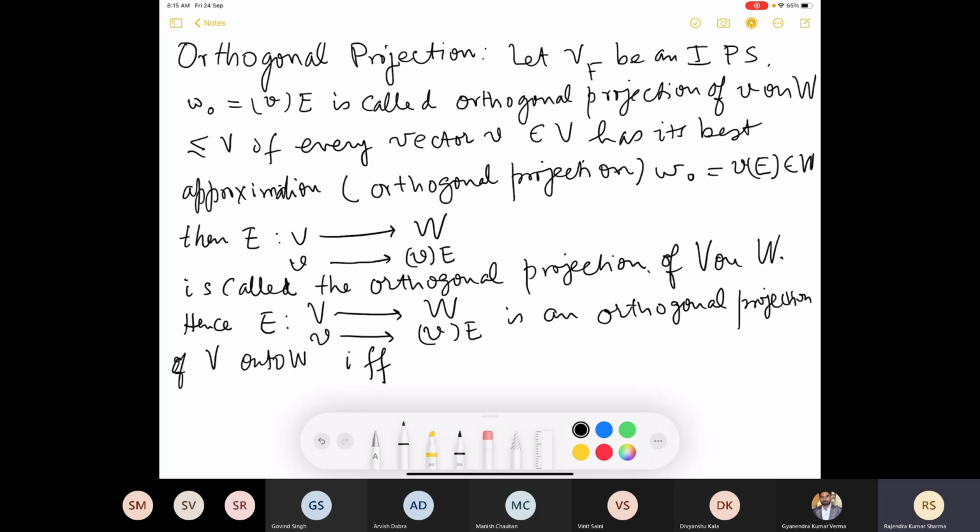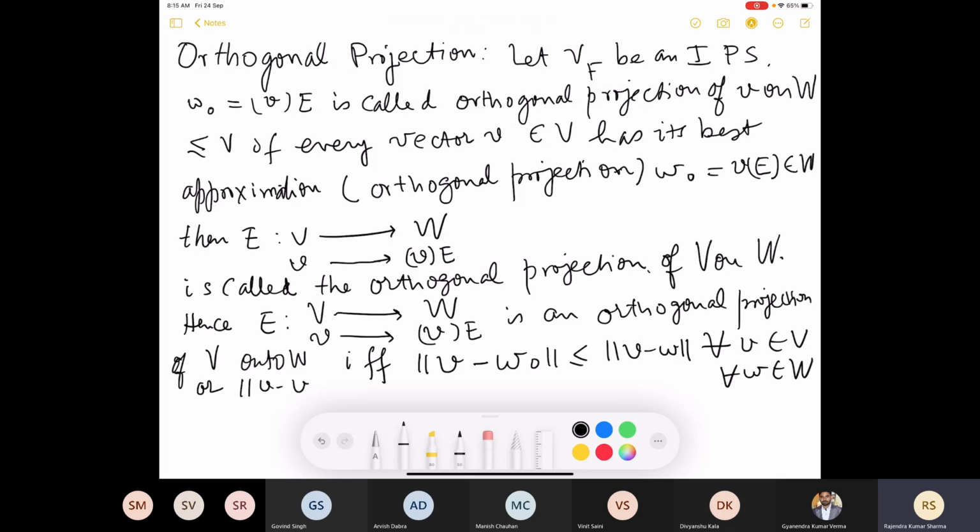recall those things. It clearly says that the norm of V minus W naught is less or equal to the norm of V minus W for every V in V and for every W in W. And if W naught is the orthogonal projection, this can also be written as the norm of V minus VE is less or equal to the norm of V minus W for every V in V and for every W in W.